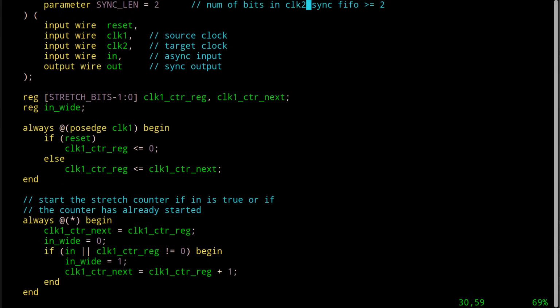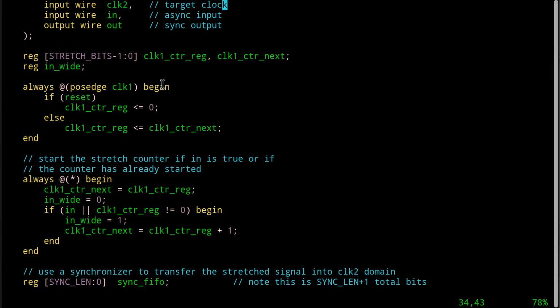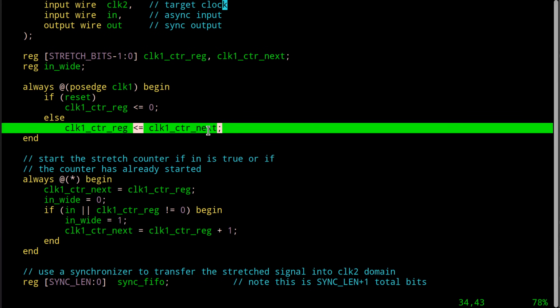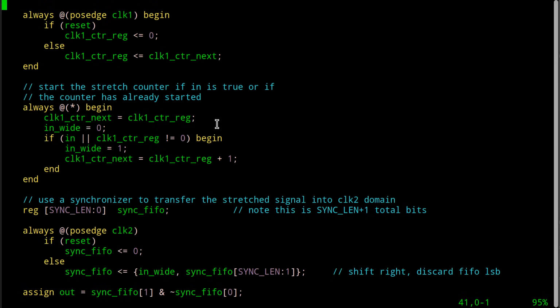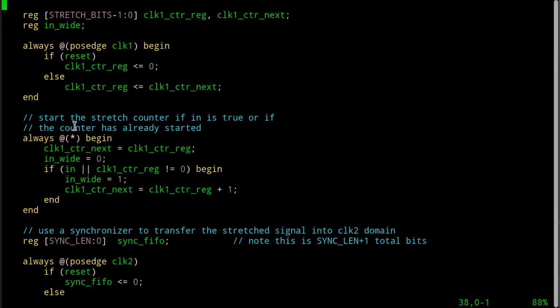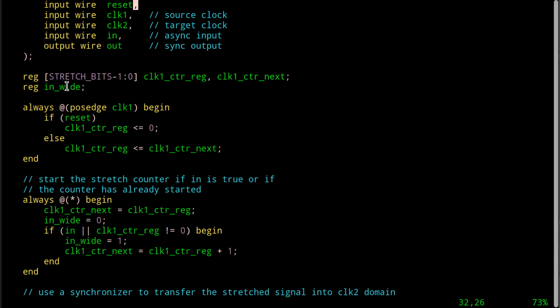All right. So what are we doing here? We're just counting. That's all we're doing. This is the usual thing. You've got a state machine: on reset, set the counter to 0. If it's not in reset, then just take the next value that comes from the combinational circuit down here. And this simply says, unless I say otherwise, the counter does not advance. We set in wide to 0, and we'll see that in wide is, where is it defined? It's up here somewhere, right there. This is going to become the output signal, or rather, it's the output signal of the stretcher. Okay, not of the whole synchronizer.